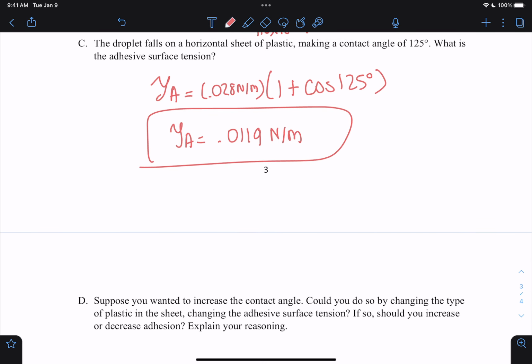So, if you wanted to increase the contact angle, let me see here. I don't have a calculator on me, shoot. Actually, okay, hold up. Let me see if I can just use my phone calculator. Okay, there we go. There's that. And then, yeah, just want to make sure.